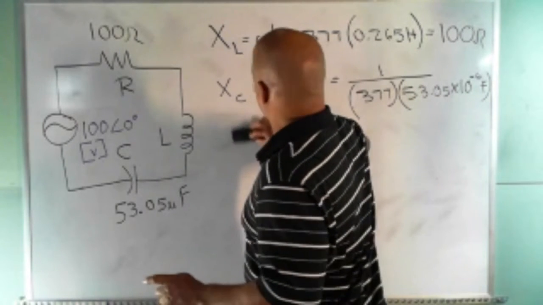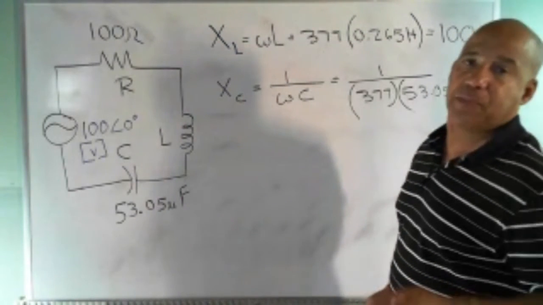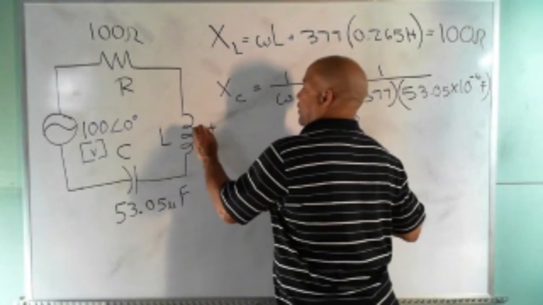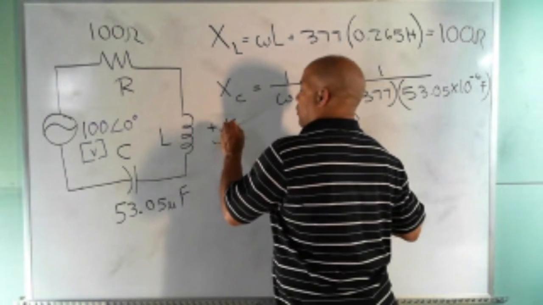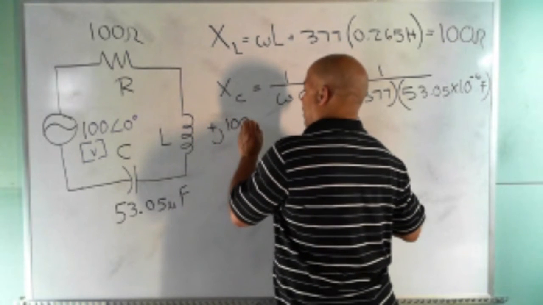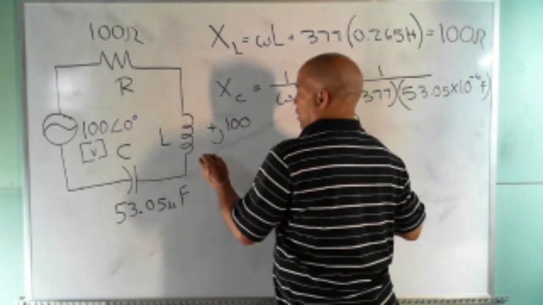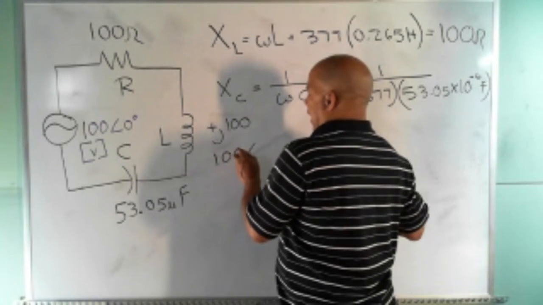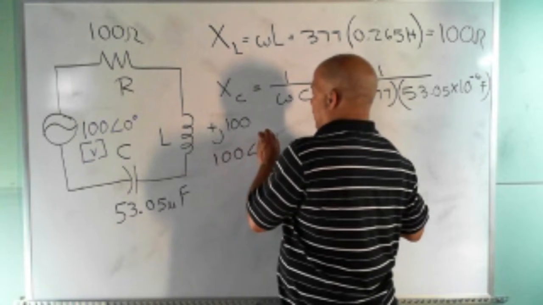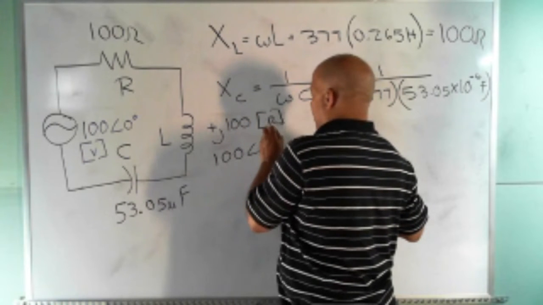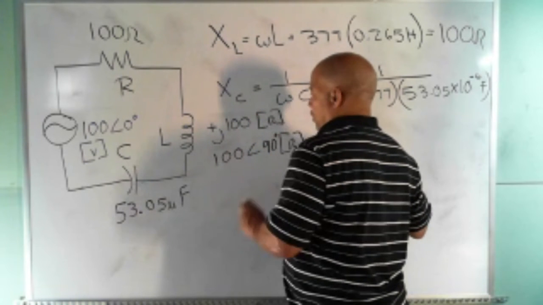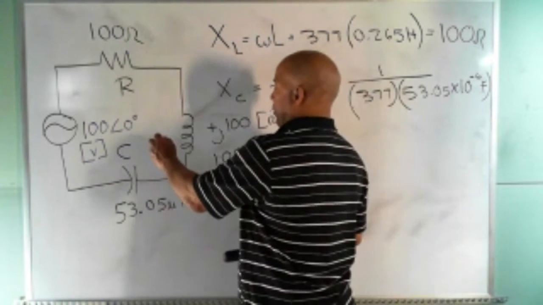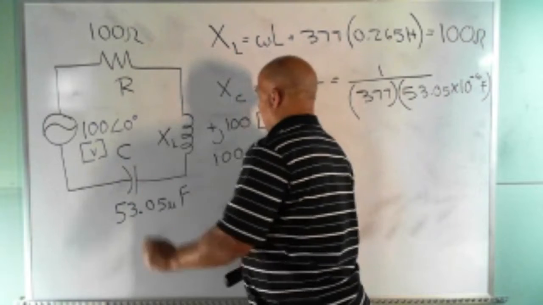So this right here is in polar and rectangular form. In rectangular form, it's just plus J100 ohms. In polar form, it's 100 at angle 90 degrees, and this is in ohms. So it tells you to show this opposition. I can change that now to XL in rectangular form and in polar form.